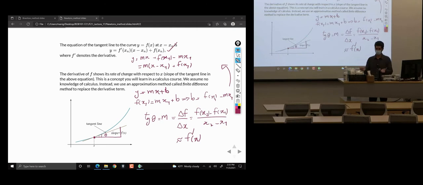Now, m is the slope. You see the derivative here, but you can think of it as delta f over delta x. So we can actually do this with no knowledge of calculus, using the notion of delta. I can define exactly a line at an arbitrary point on the curve by knowing its slope and the point that I already have.